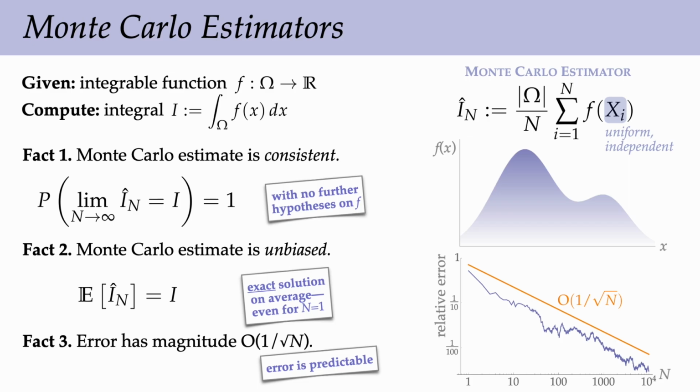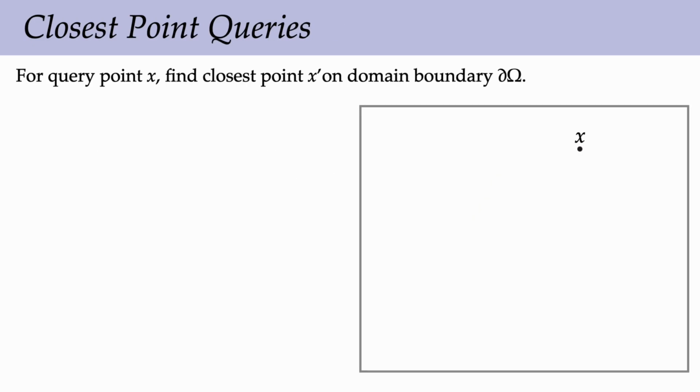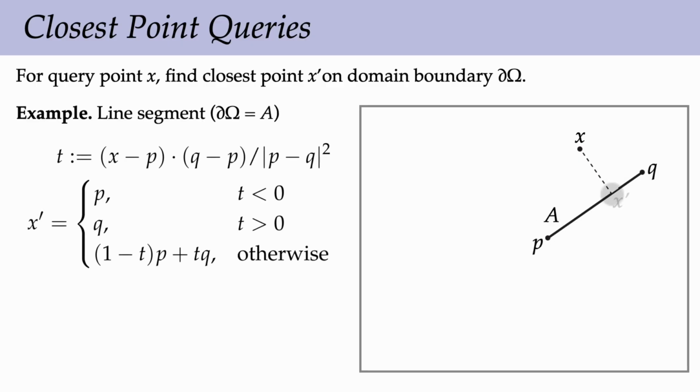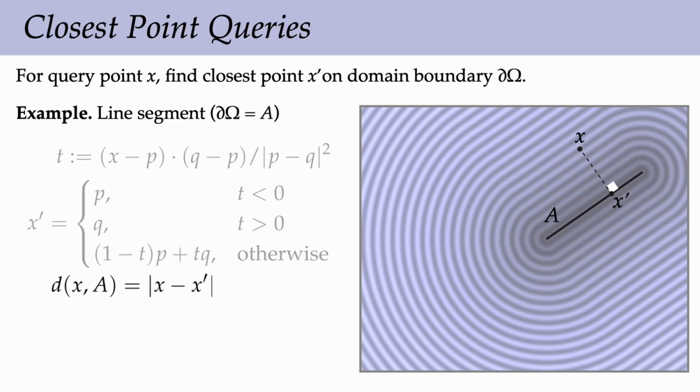Another basic tool we'll need are closest point queries, which for a given query point x, find the closest point x prime on the domain boundary. So for instance, if our boundary is just a single line segment, then we can easily write down a little explicit formula for x prime. And the distance between these 2 points then gives us the sphere radius for walk-on spheres. So the details of this formula aren't particularly important.